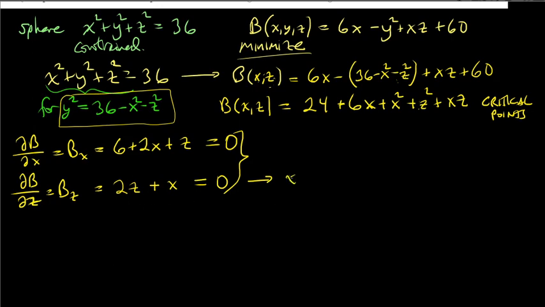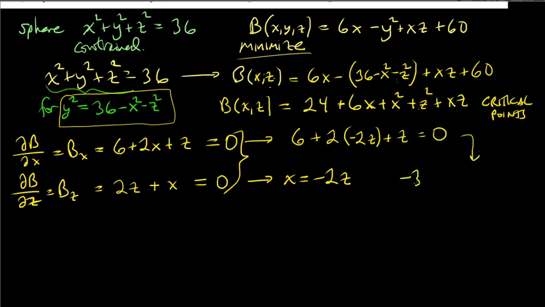Let's just substitute, right? Let me make sure I got this right. It's 2z plus x. I think that's the derivative with respect to z, right? Yeah, okay. So x is just negative 2z. And if x is negative 2z, we get 6 plus 2 times negative 2z plus z equals 0. And we can solve that for z. Z minus 4z is negative 3z, which is negative 6. So z is 2. And if z is 2, x is negative 4.